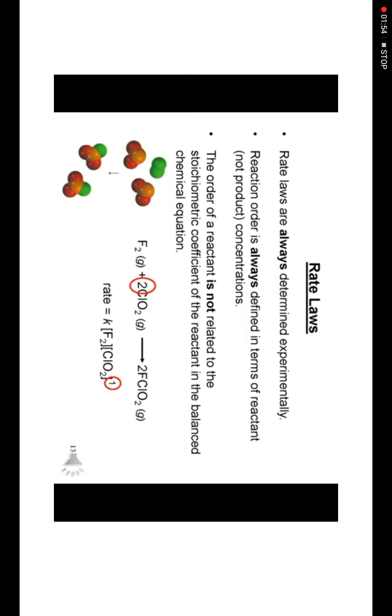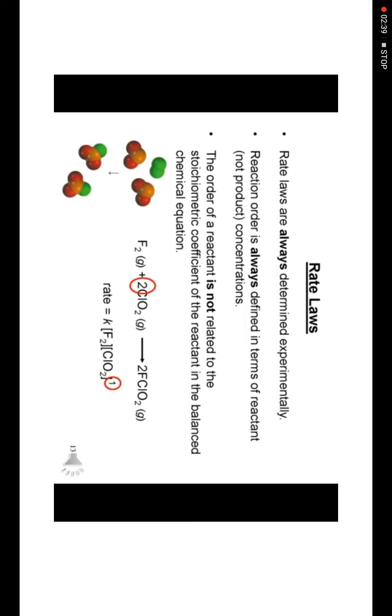Next, rate laws. There are certain rate laws. Remember that the rate law is determined experimentally. Theoretically we cannot study the rate law, and reaction order will come. What is the order of a reaction? We'll study in the next class. It is defined in terms of reactants and not on the concentration of the products. So reaction order is always defined in terms of the concentration of the reactants, not in terms of the products. And the order of the reaction is not related to the stoichiometric coefficient of the reaction in the balanced chemical equation.